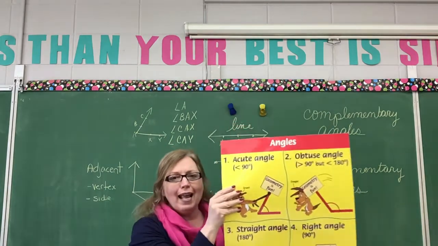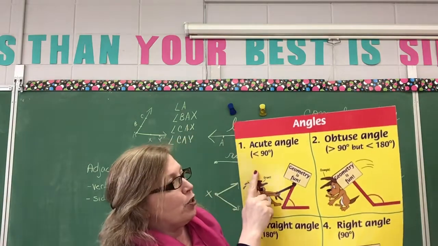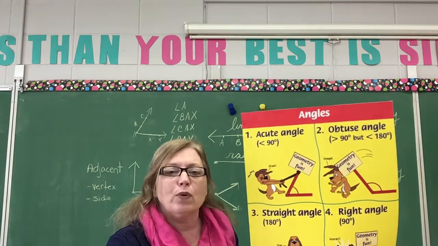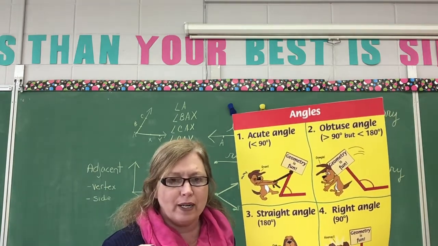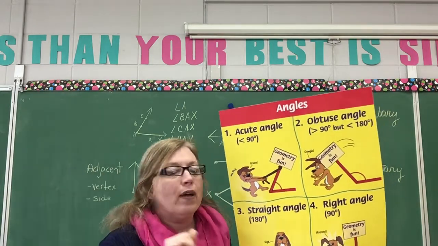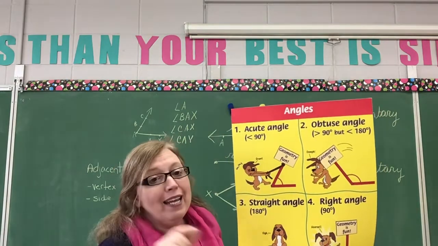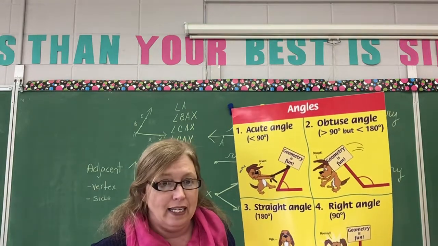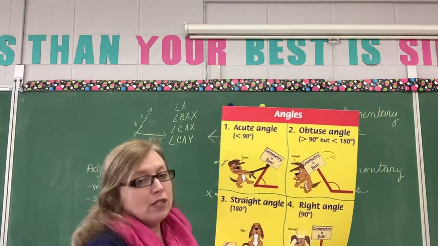If you have an angle and the angle is less than 90 degrees, it is called an acute angle. Okay, so an angle that's between 0 and 90 degrees, or less than 90, so actually 89.9999, okay? It is an acute angle. If the angle is greater than 90, we call it an obtuse angle.